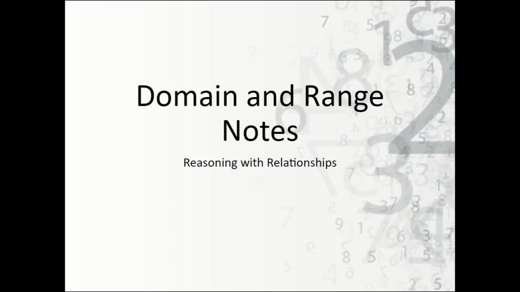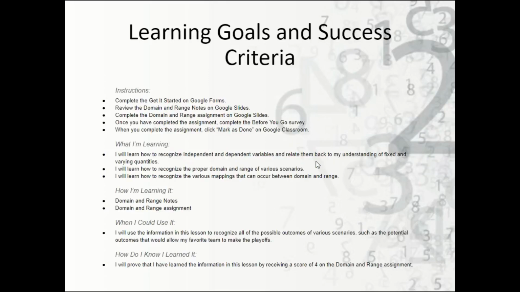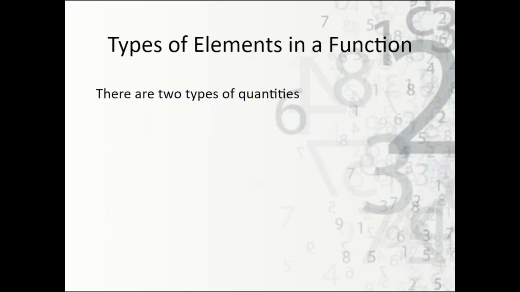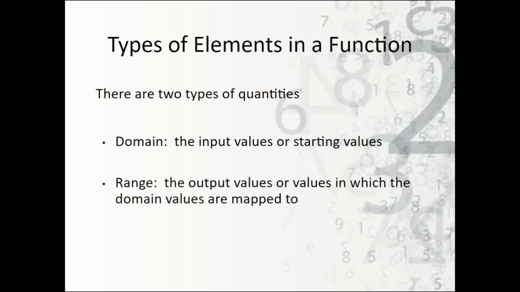Now let's take a look at the domain and range notes. The notes begin with the learning goals and success criteria. So just a reminder, there are two types of elements of a function. The first is the domain, and the domain represents the input or the starting values, and the range represents the output values or the things that the domain is mapped to.